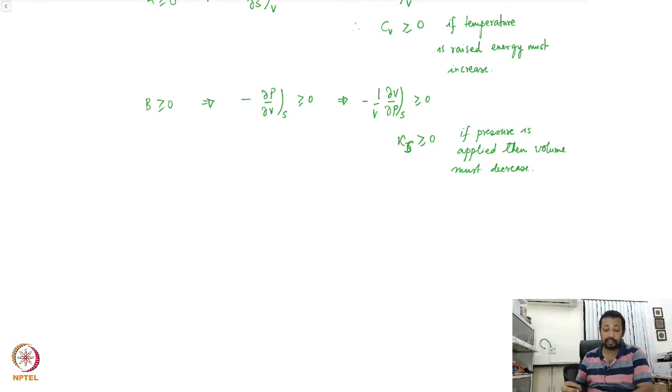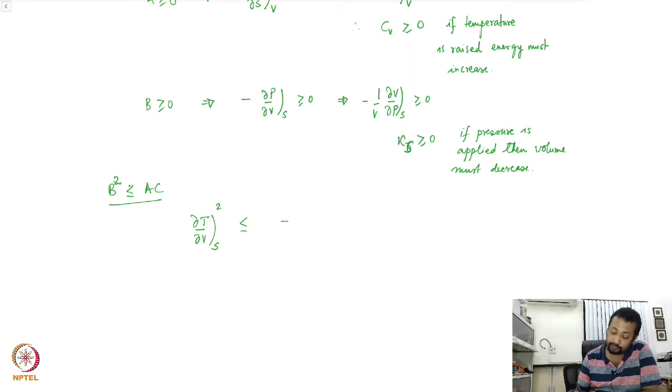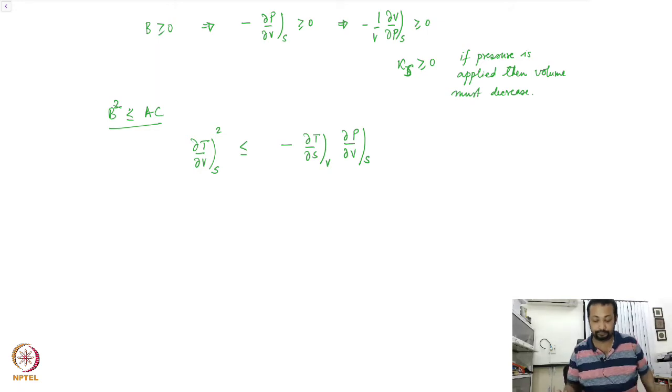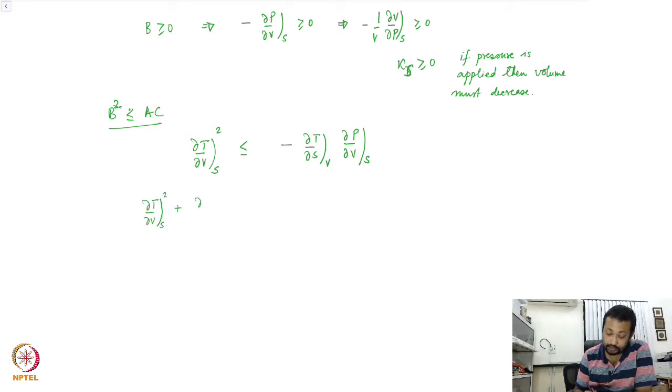Come down to the third condition, where we had B square less than or equal to AC. Now in our particular case, B is del T del V at constant entropy. Therefore this whole square is less than or equal to minus del T del S at volume constant times del P del V at entropy constant. So now what I can do is write this as del T del V at entropy constant squared, plus del T del S at volume constant times del P del V at entropy constant, must be less than or equal to 0.